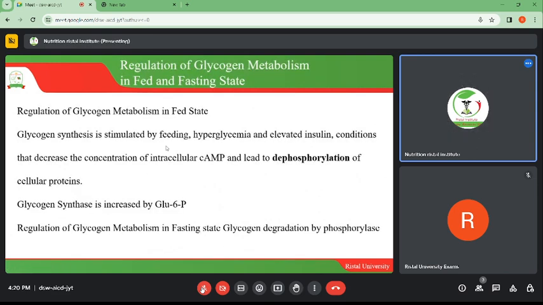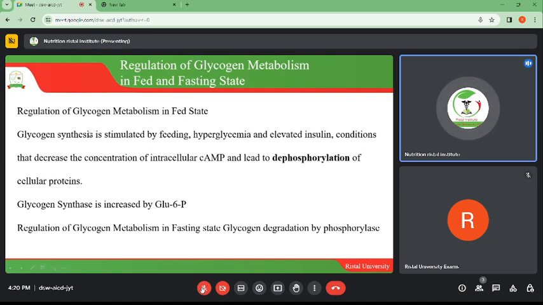Now, getting into the regulation of glycogen metabolism in the fed and fasting state. The fed state is when you have eaten. The fasting state is the opposite of the fed state, where you have nothing in the stomach and you have not eaten, possibly during starvation and fasting, all that.